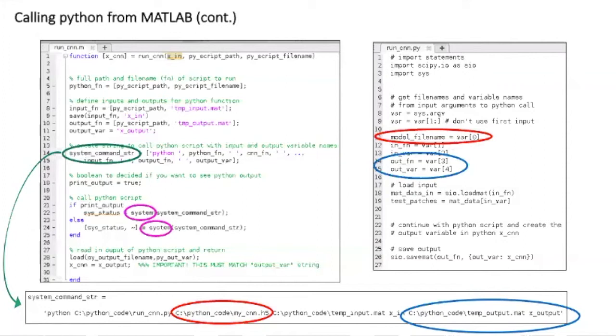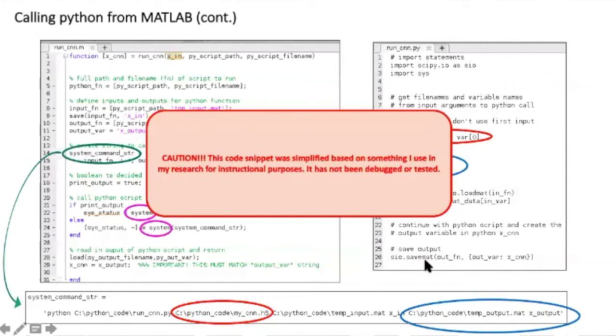And then this would be the outputs. You load the input using the input-output command load mat. Then you can do whatever you want to do in your Python script, and then this is the syntax for saving it to a MATLAB file. And like I said before, this is a simplified code snippet. All of these functions are the helpful ones, but if you put this exact stuff into your editor, you may or may not have bugs.